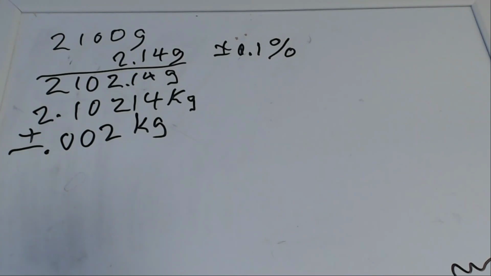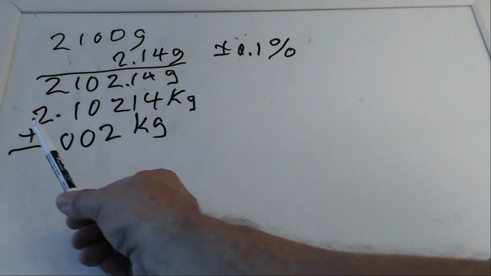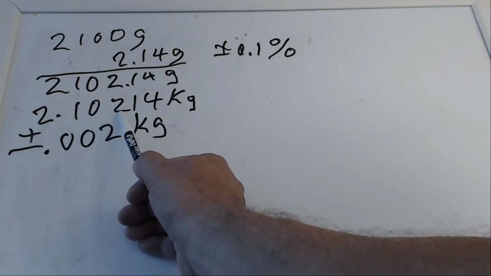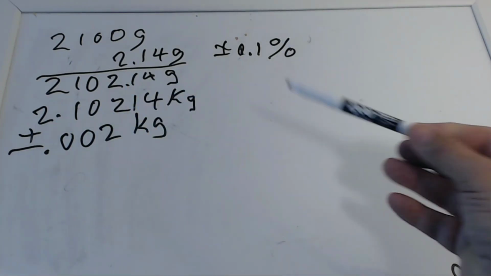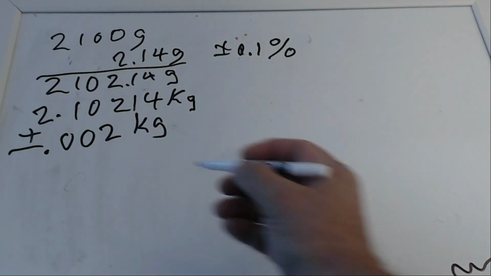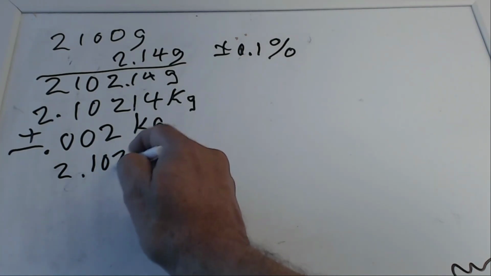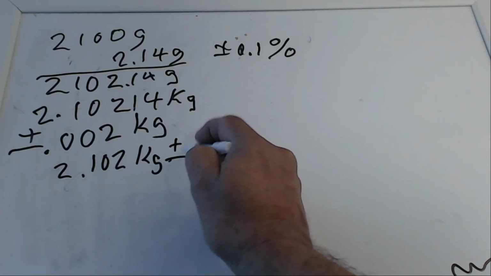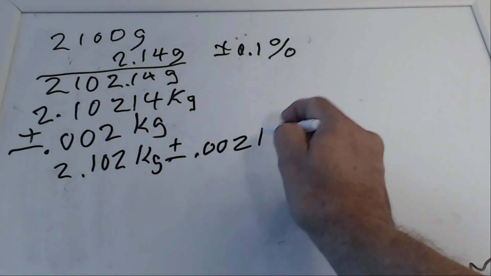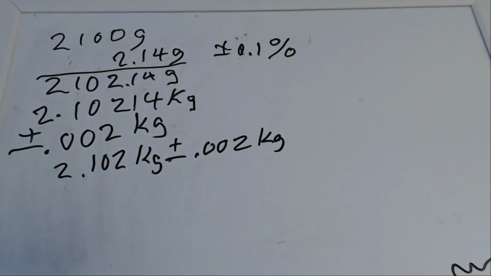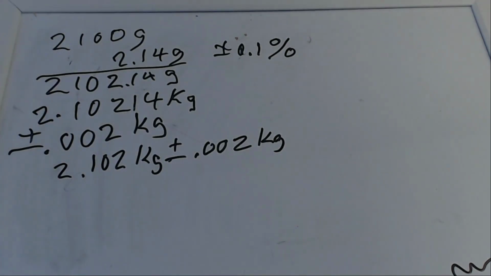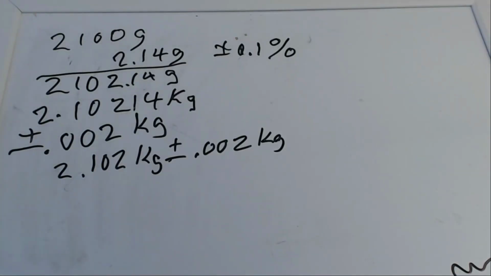So that also is going to reflect on our measurement, because we have all of these decimal places. If it's uncertain in this decimal place, then these decimal places are useless to us. So we're going to truncate it to 2.102 kilograms plus or minus 0.002 kilograms. And that's the uncertainty of that measurement. And because that's the maximum uncertainty that we're going to see in our labs, that's the uncertainty of the mass that we're going to use all through the lab.